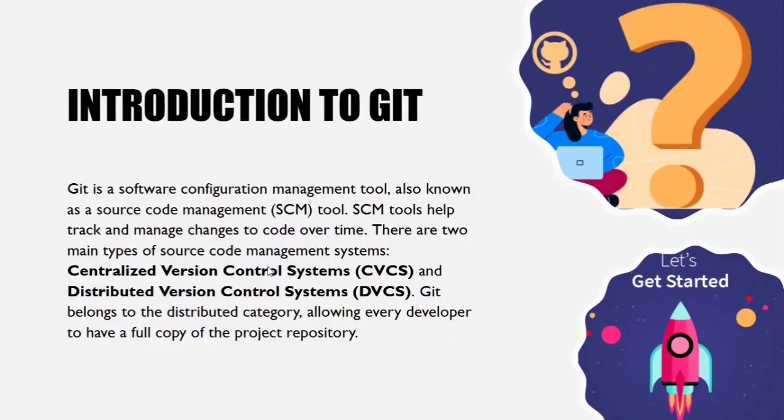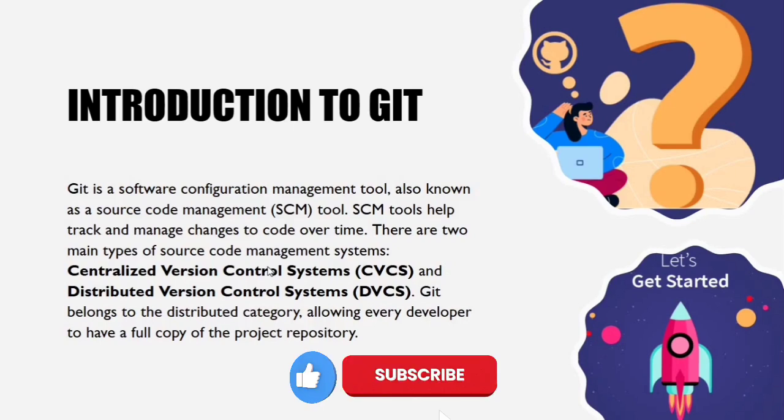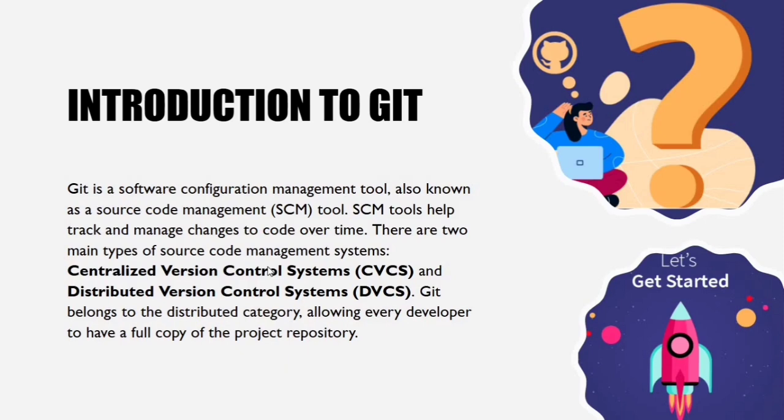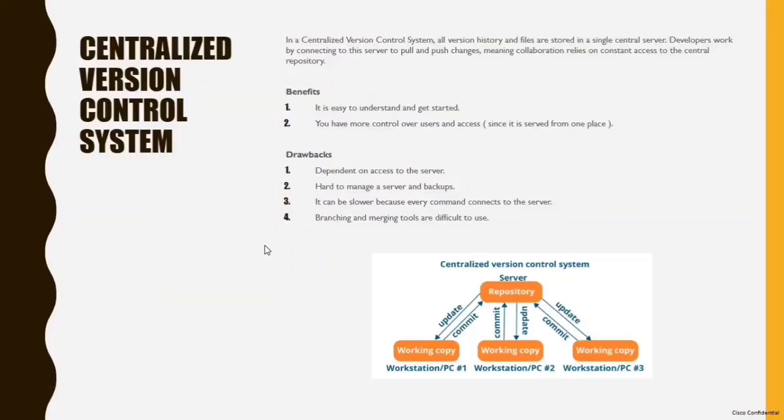To overcome these challenges, various tools were developed to handle source code management and maintain proper software versioning. These tools help track changes, collaborate efficiently, manage different versions of the code base, and ensure smooth integration across teams. There are two main approaches to source code management. One is the Centralized Version Control System. Another one is the Distributed Version Control System. So let's proceed with understanding what is Centralized Version Control System and how it works.